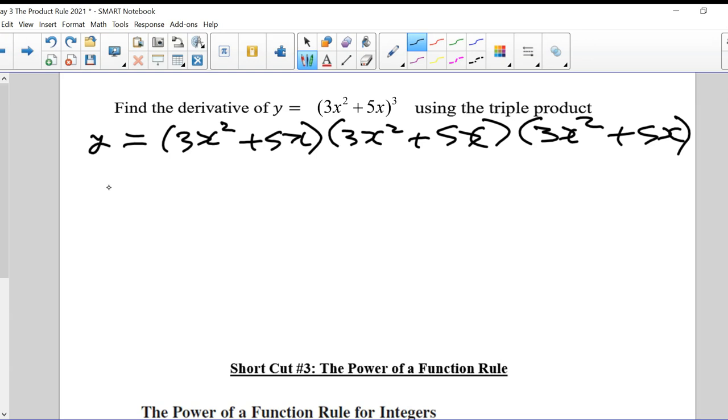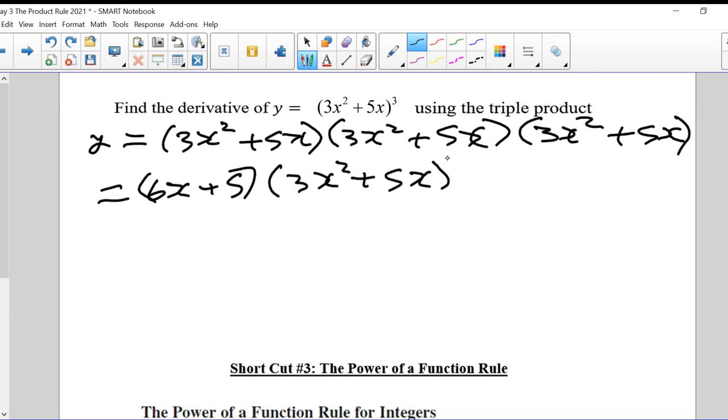But when I look at how that would turn out, I would get the 6x plus 5 multiplied by the underived other part. And because both of these are the same, I'm just going to write this down as 3x squared plus 5x squared, because I don't really need to write it twice.